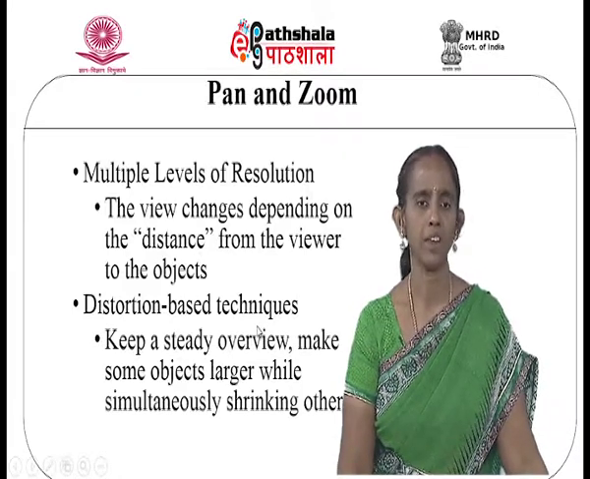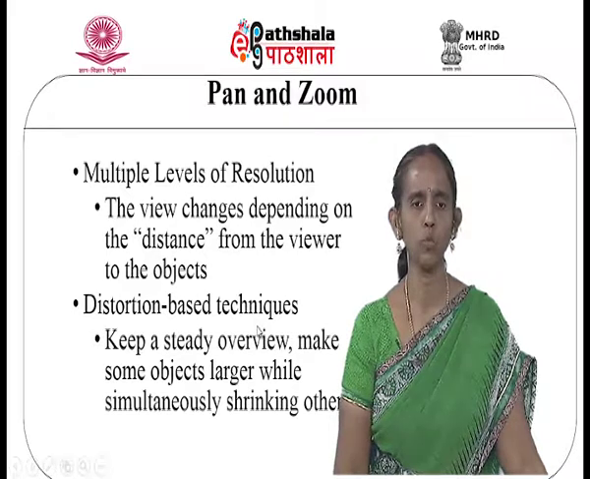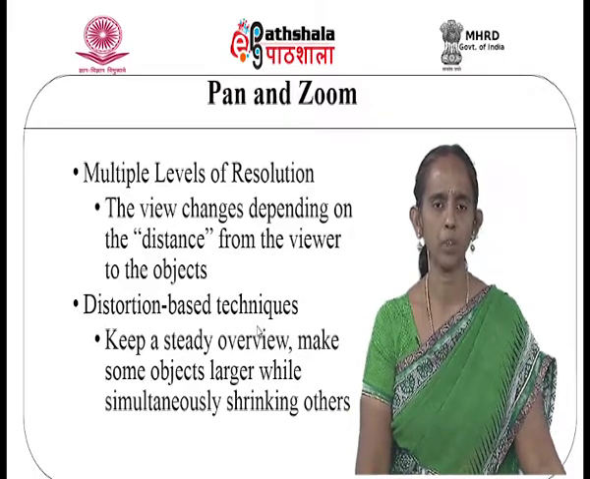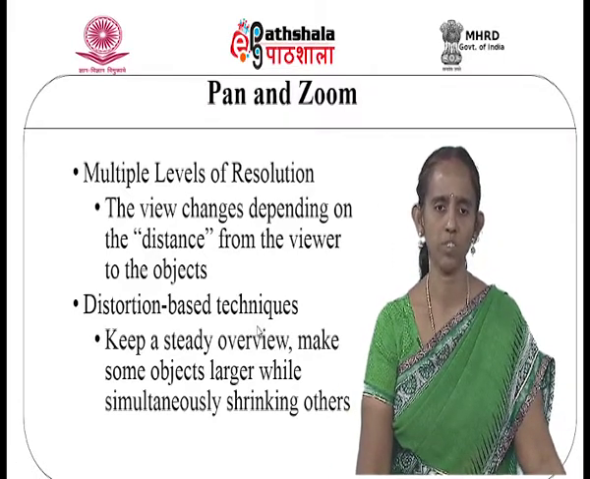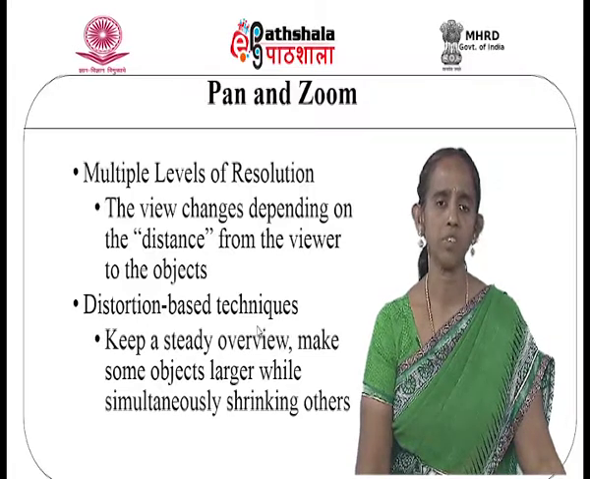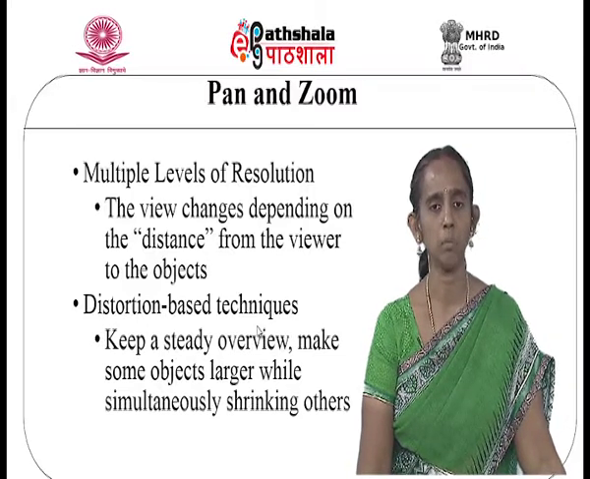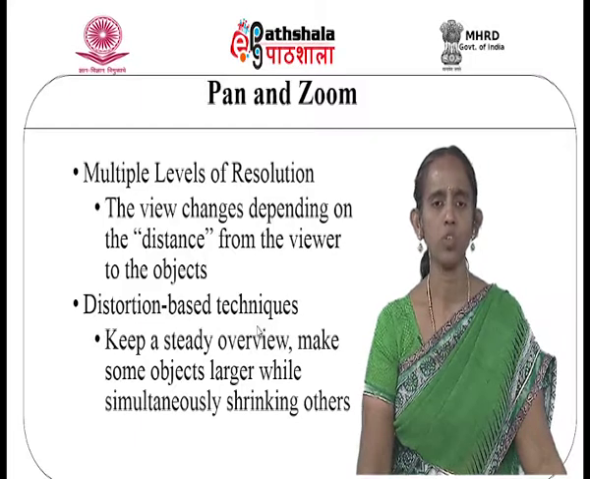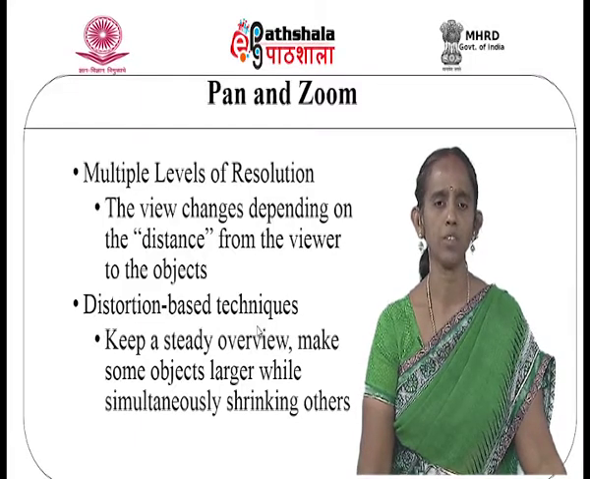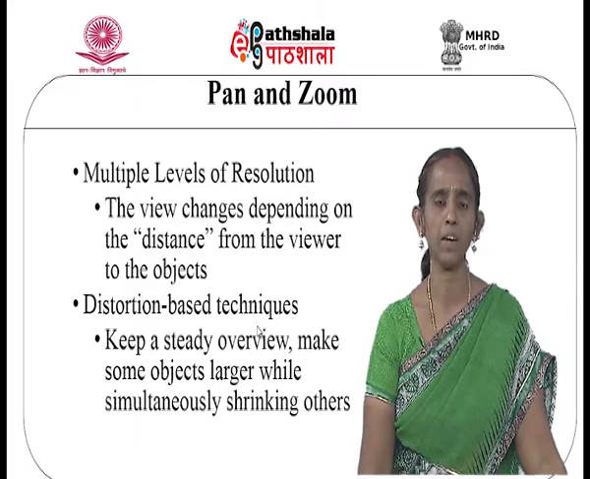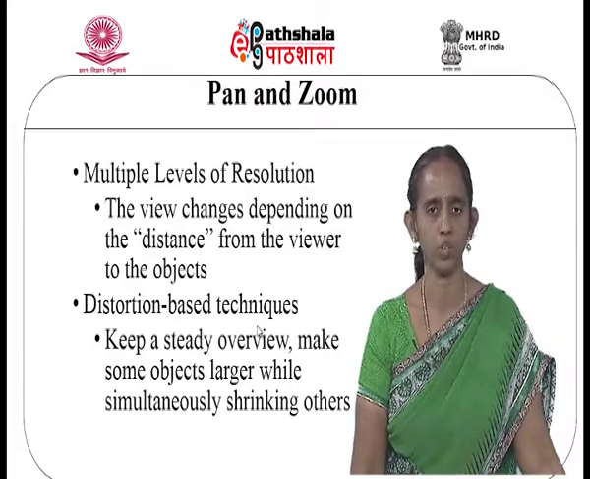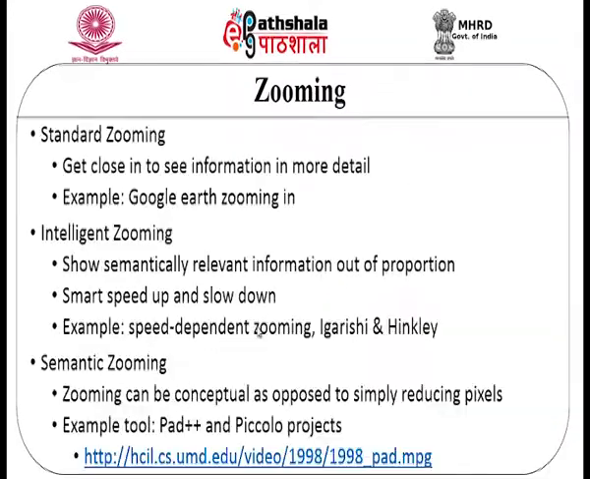There are multiple levels of resolution in pan and zoom. The view changes depending on the distance from the viewer to the objects. Sometimes distortion-based techniques are also applied to keep a steady overview, and using these techniques it is possible to make some objects look larger while simultaneously shrinking other objects which are not of interest to the end user.